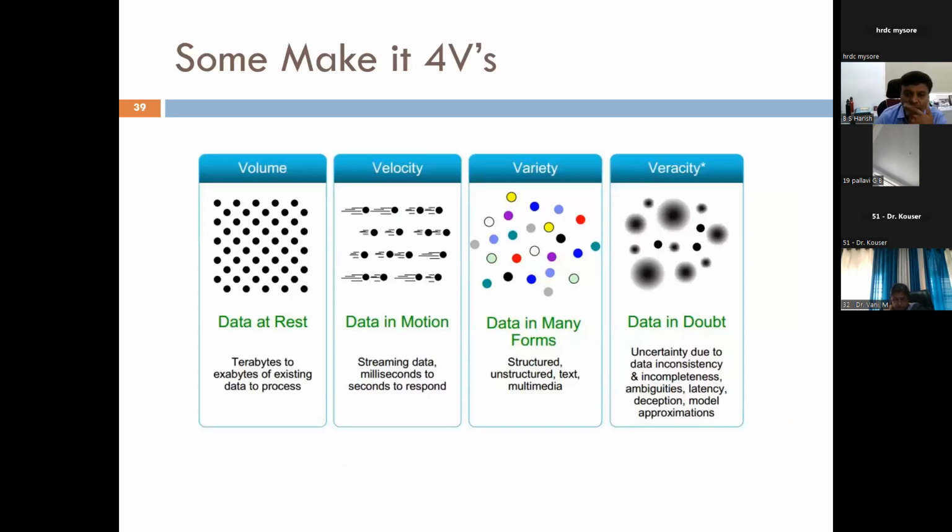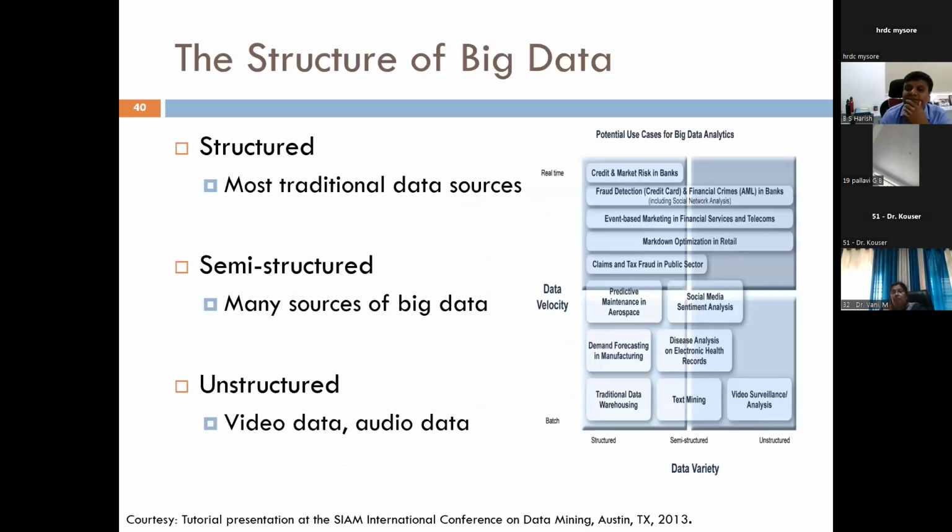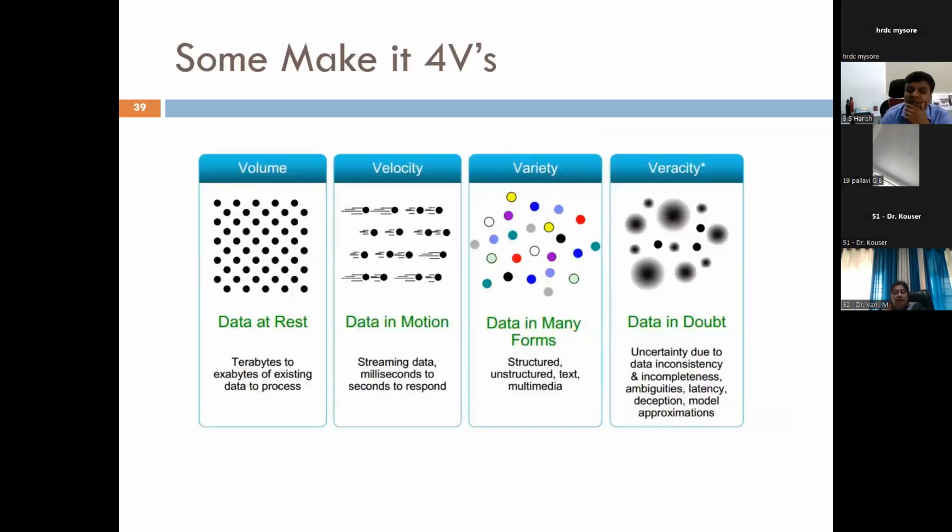So this is the fourth one, where we have added veracity, right? So can anybody define what is veracity? Okay, here there is a definition. Can you tell me with an example what is veracity? Can anybody give an example for the characteristic veracity?